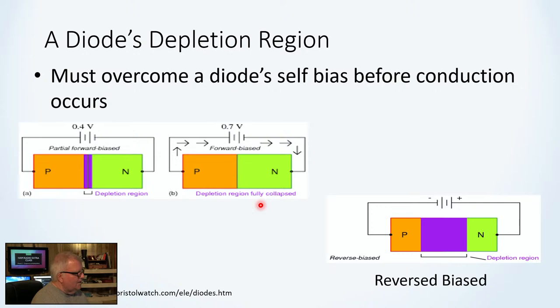If you actually connect up the voltage in reverse polarity, you will cause the depletion region in a junction diode to get larger. This has some interesting impacts, and we'll talk more about that in another kind of diode that we'll be talking about. So silicon diodes, when they're forward biased, have about a 0.6 or 0.7 volt voltage drop across them. Germanium diodes, about 0.2 volts.